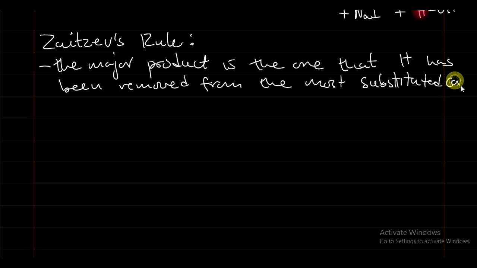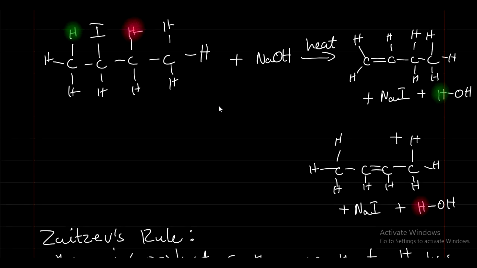Okay, substituted carbon. So now, what does this mean? It means that our double bond must be more substituted. It simply means that. So what you do is that we check our molecule, our haloalkane.